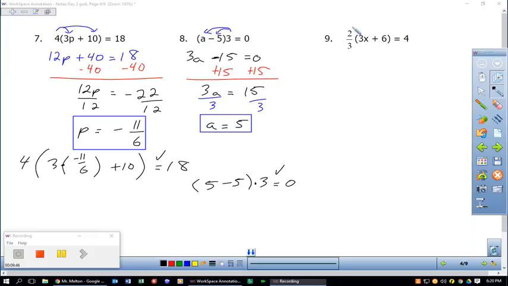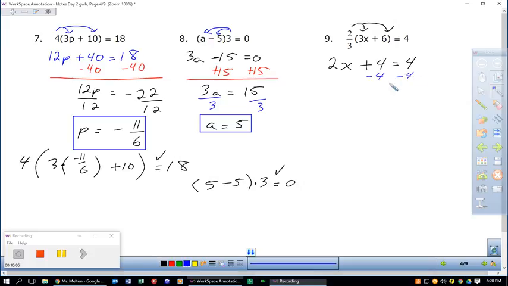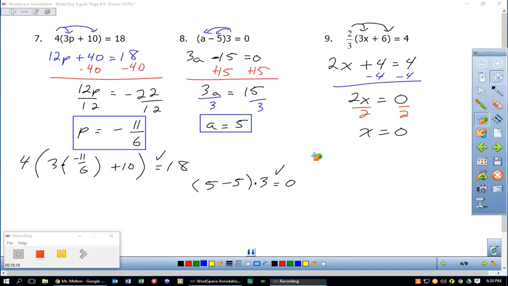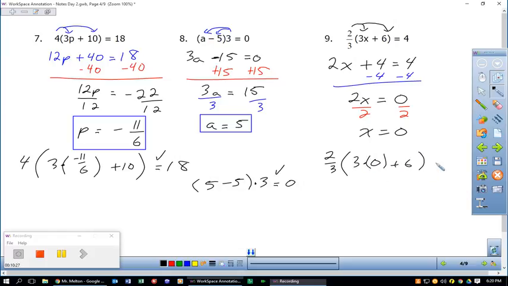Okay, number 9, distributing 2/3 to both sides. See, that is actually going to be 2x. The 3's cancel out. Multiplying there, we get plus 4 equals 4. Yes? Okay. Now subtracting 4 from both sides, we get 2x equals 0. Right, dividing by 2, well, 0 divided by anything is just 0. So x equals 0 is our solution, provided it actually checks out. Plug in 0 there, 2/3 times 3 times 0 plus 6 equals 4. That is 0, so that's 6. Okay, yep, 4. Checks out.